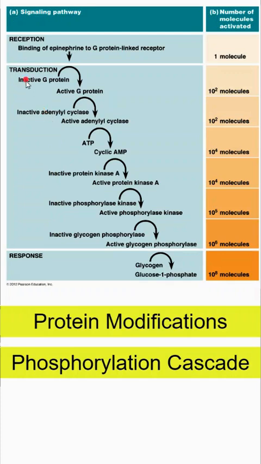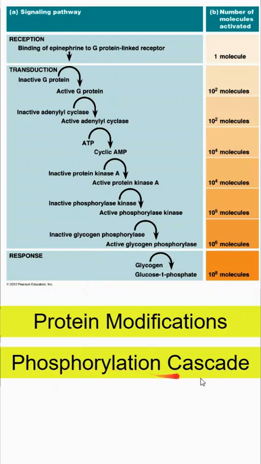In this transduction pathway, we have the initial reception, the binding of epinephrine to a G protein receptor, and we activate the protein. We modify these proteins in order to make them active. We have inactive to active, which is transforming the molecule into a different molecule, and then inactive to active, inactive to active. So there are protein modifications taking place.